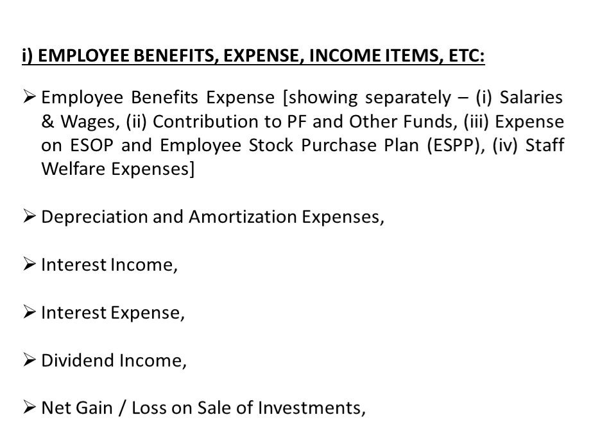1956. So here, the items which are shown are employee benefit expenses, that is salaries and wages, contribution to PF and other funds, expenses of employee stock purchase plan and staff welfare expenses, all shown separately. Depreciation expenses, interest income, interest expenses, dividend income, net gain or loss on sale or investment. These are all the items which appear in the profit and loss account of a company.